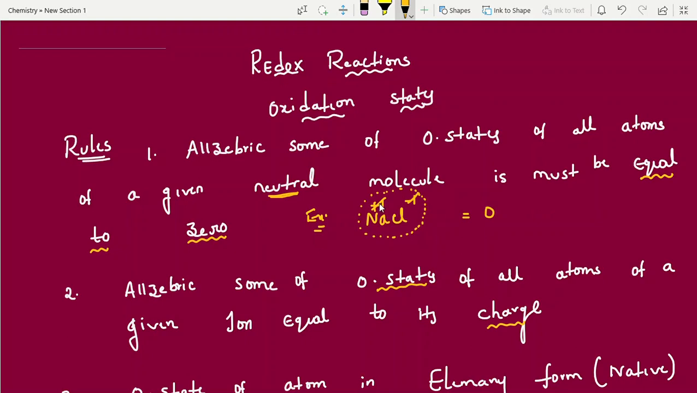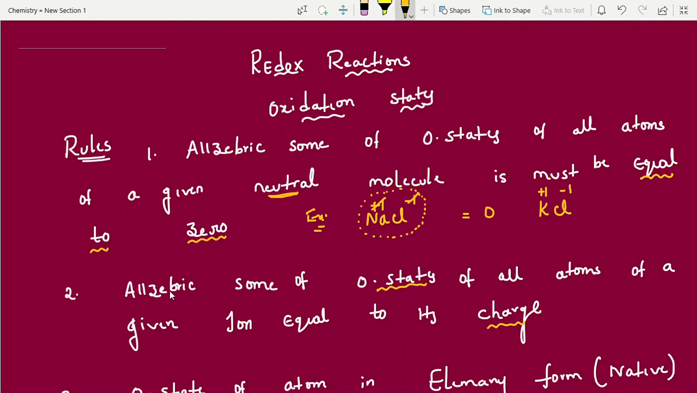How do you know this is +1? Sodium is a first A group element, right? For first A group elements, there is no exceptional case. This is definitely +1. The compound value must be 0, then you will come to know this one is the non-metal. Clear? The same way you can try this one. Suppose KCl, potassium chloride, is there. See here, this is also a first A group element. This is +1, this is -1. That's all. It is a very easy way to calculate oxidation states based on rule 1.